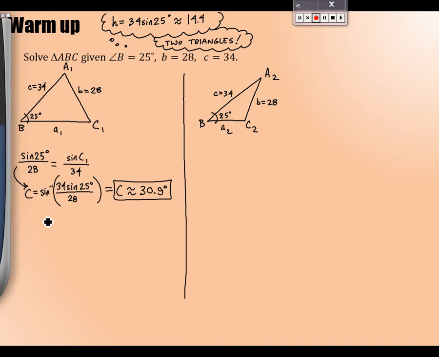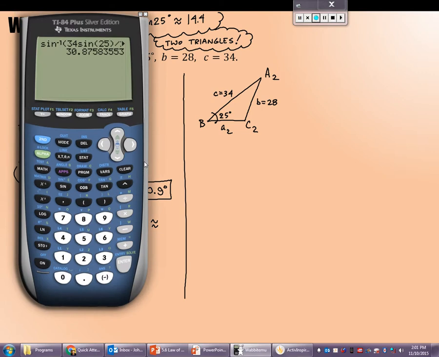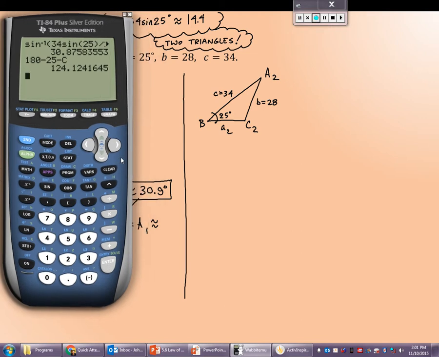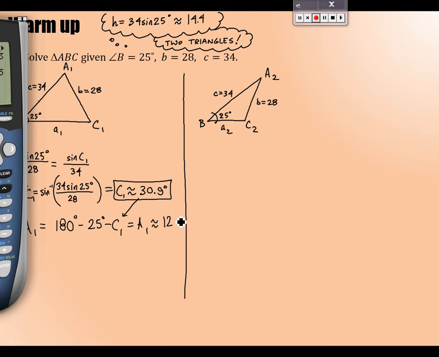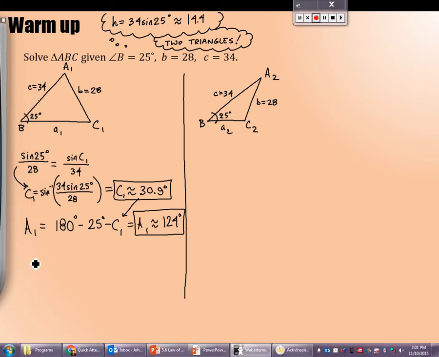As soon as we have angle C1, we can find A1, right? Capital A1 is 180 minus 25 minus C1, right? So A1 is approximately, wait for it, 180 minus 25 minus alpha C. That's what I stored this value in, okay? 124 point something, so it's 124 to 3 sig figs. All right, we are 2/6 of the way done. You like that? Now we need little a1, and now we have big A1.